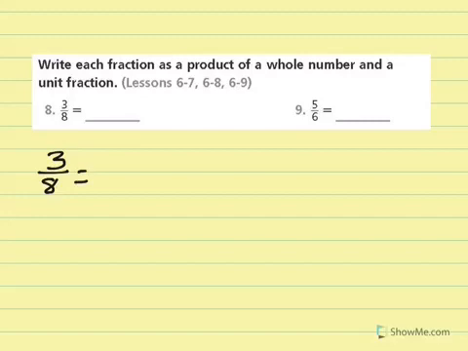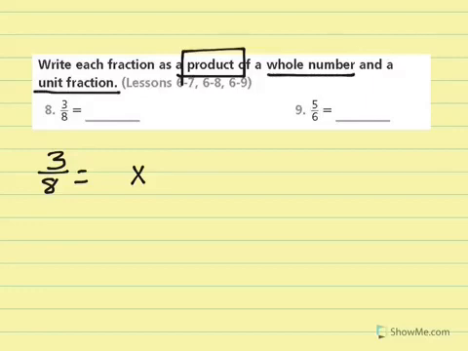So, first of all, I'm going to look at my wording. It says product. So product is the answer in a multiplication. So that tells me I'm going to multiply. It also says whole number and a unit fraction. You guys, a unit fraction has a 1 on top, right? So I need a whole number times a unit fraction.